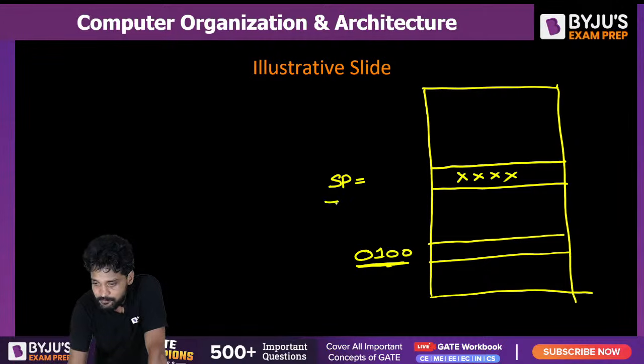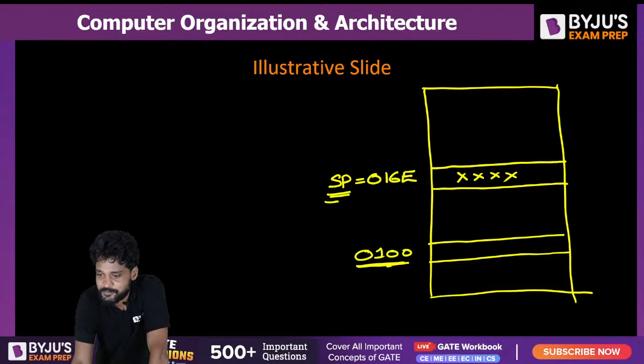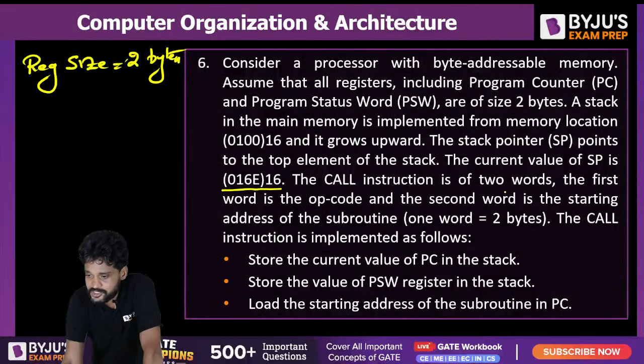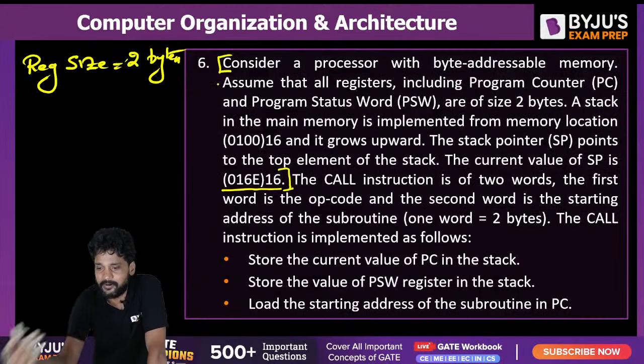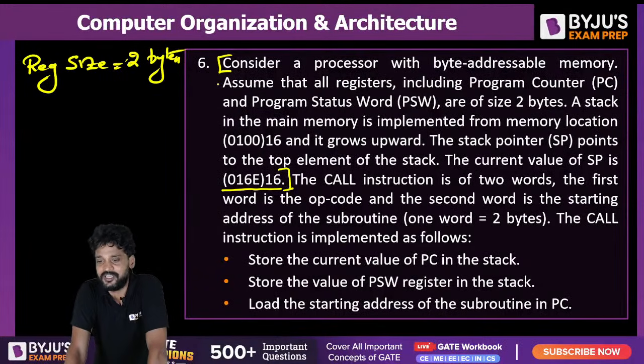The address of the stack pointer, as we are provided, is 016E. This is the topmost location of the stack where the stack pointer is pointing. The call instruction is of 2 words. So far, this has been just pertaining to the stack organization. That means so far he explained how the stack is designed. Then this is the actual question we need to answer.